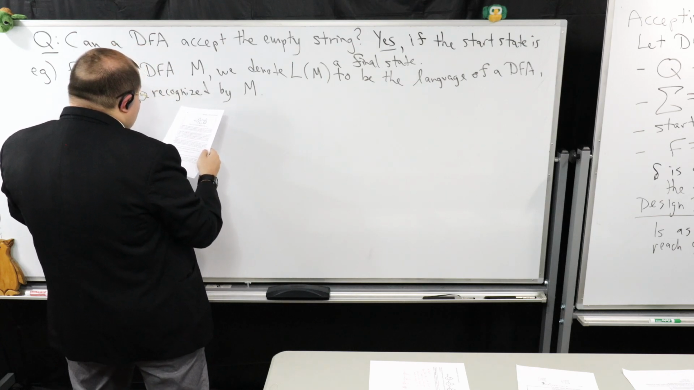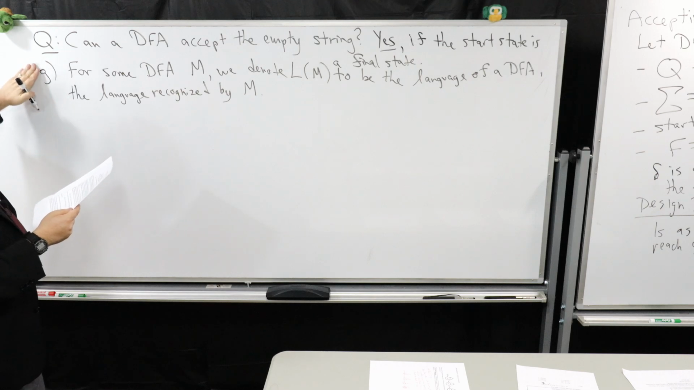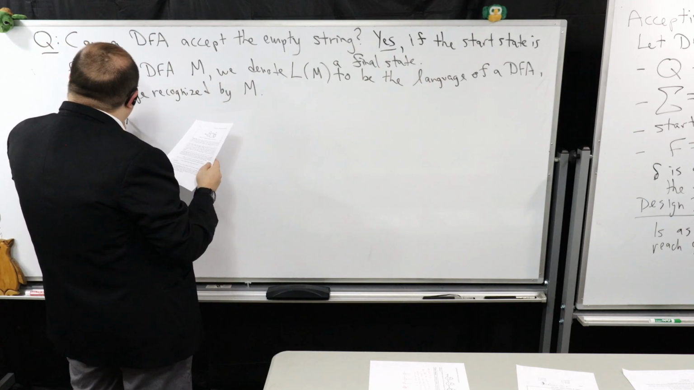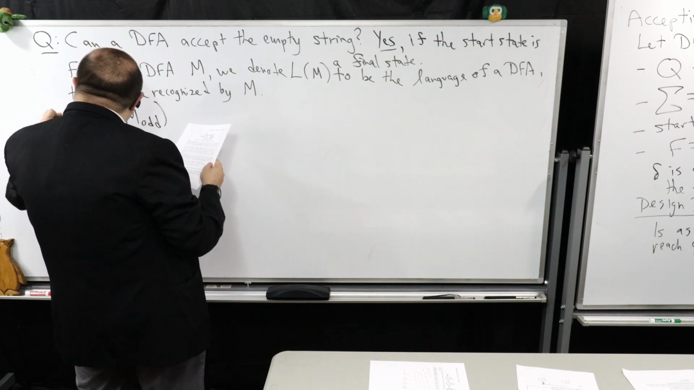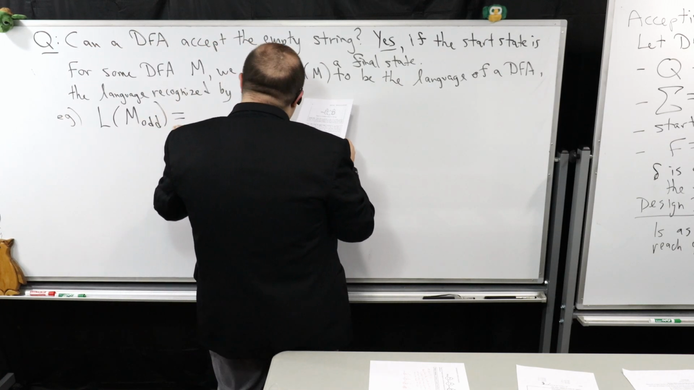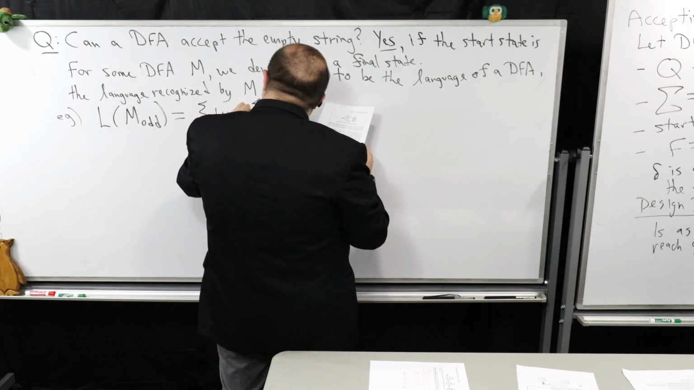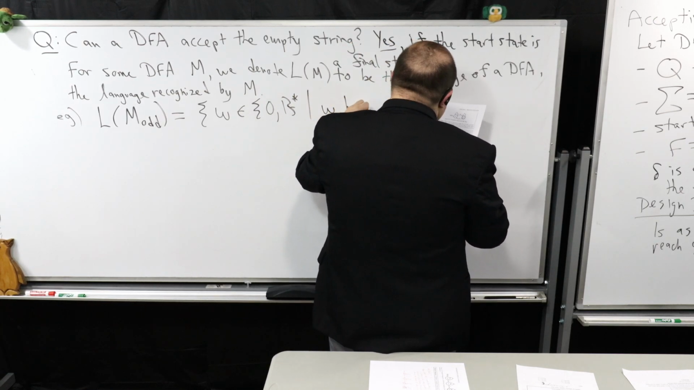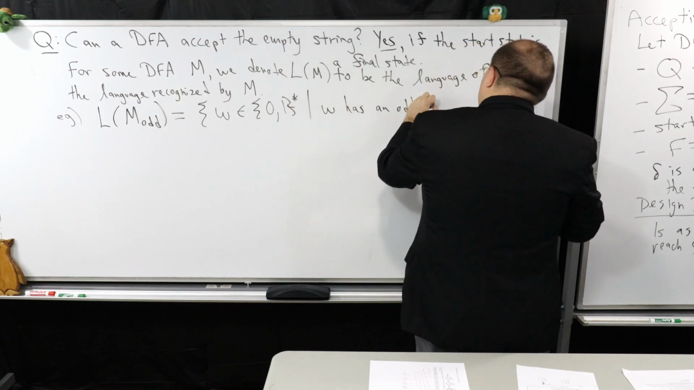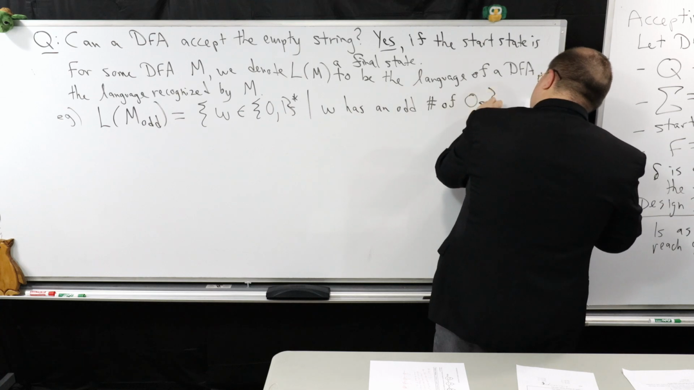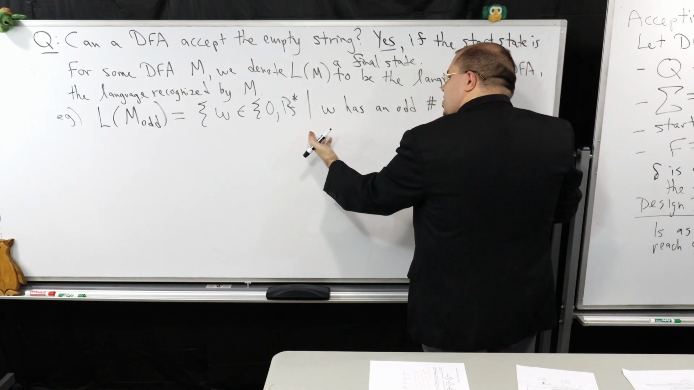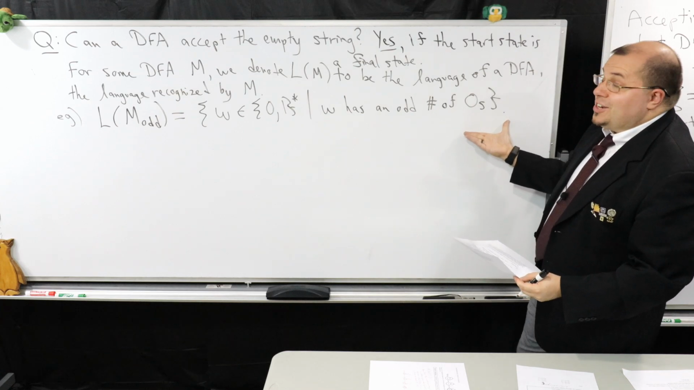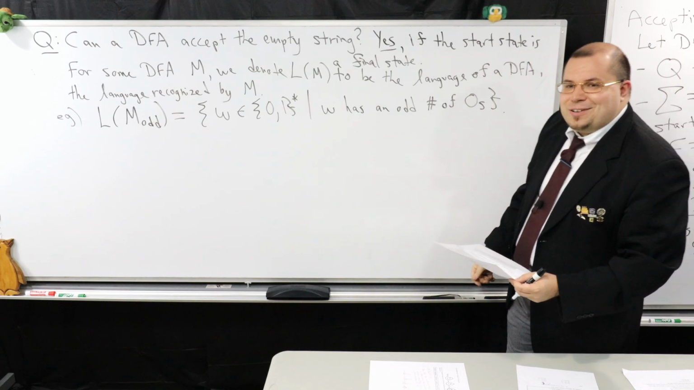Actually, just before I get there, let's get rid of this example part, because I want to go back to that one example. If I were to write out L of M odd, just as an example, this would be the set of all binary strings w such that w has an odd number of zeros. If you're not familiar with the set builder notation, this bar means "such that." Some people use a colon. That's okay too. So this is one way I could describe the language of the previous DFA.